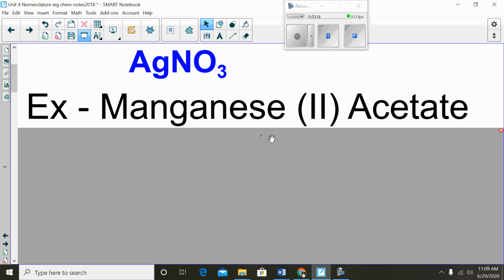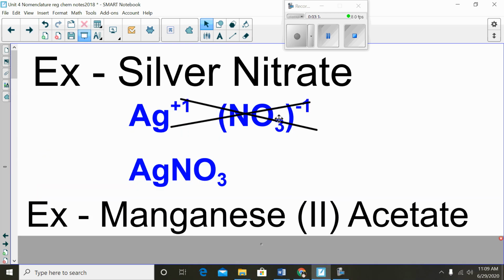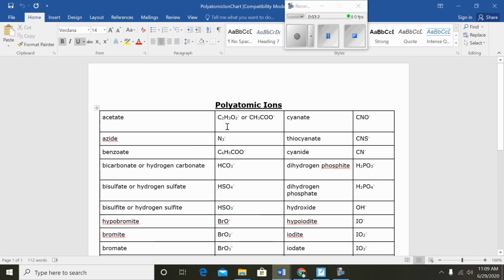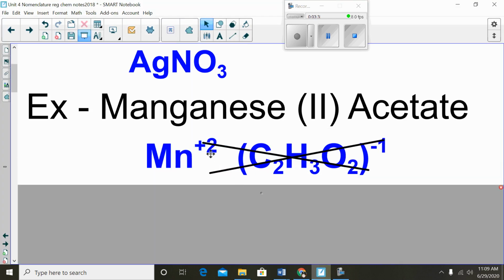Next, manganese 2 acetate. So manganese has the formula Mn, and it's type 2, which is why you see the 2 Roman numeral written here after manganese. And then acetate. Now acetate can actually be written in 2 different ways. C2H3O2 or CH3COO, but either way you still need to include that -1 charge. So here's the way I write these down. You have Mn +2, my Roman numeral 2, and then I just chose the first version. It really doesn't matter which one.